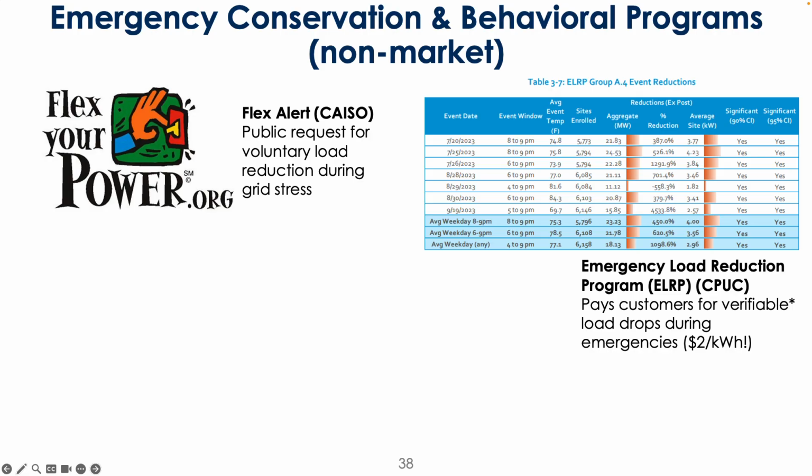There were programs that actually did pay out money. So there's this emergency load reduction program called ELRP, and that pays certain customers for verifiable load drops during emergencies. And it can be actually quite a lot of money, right? So up to something like $2 a kilowatt hour, which is a lot.